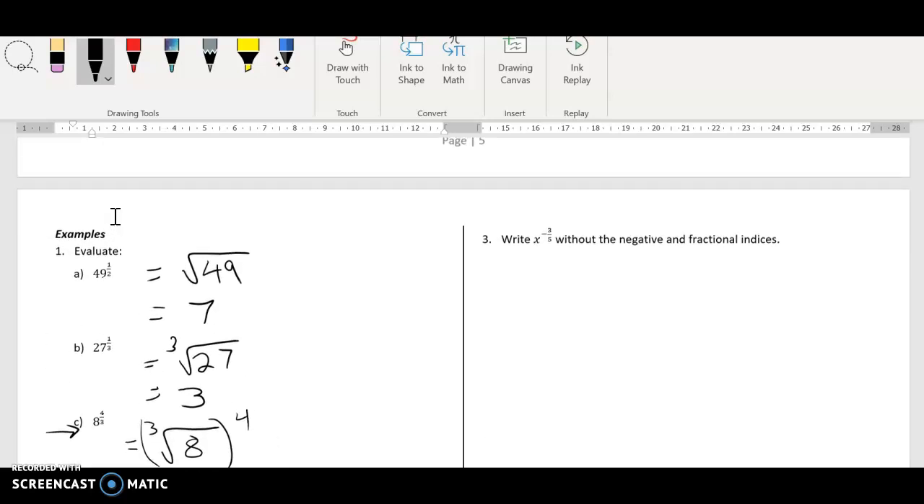Okay, so last one, write x to the power of negative 3 over 5 without negative or fractional indices. Okay, so x to the negative 3 over 5. If I'm taking out the negative, I could just make that 1 over x to the power of 3 over 5. And now if I'm changing that, I've got 1 over the 5th root of x cubed.